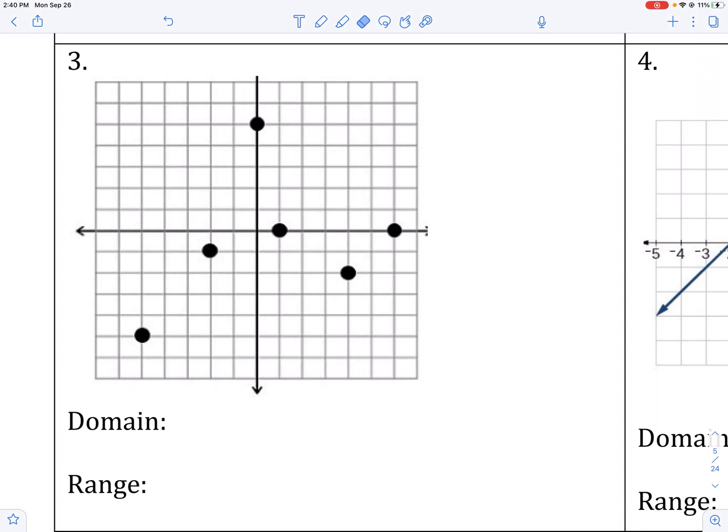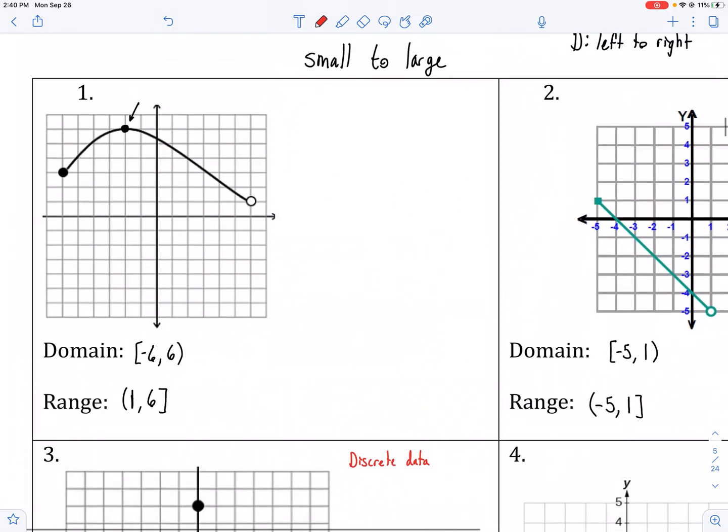So this is an example of discrete data. We'll talk a little bit more about discrete data in this video, I believe. We did mention it last week, too. But number 3 is an example of discrete data, and number 1 and 2 are examples of continuous graphs or continuous data. And we write the domain and range separately, or in different ways for these.